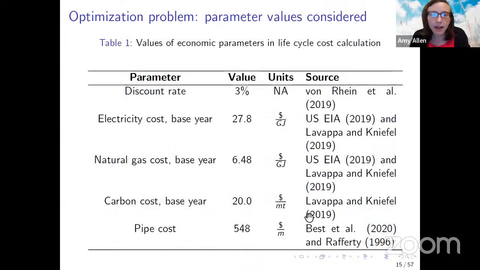And this table, I'll get the taskbar out of the way, shows the value of relevant high-level parameters in the cost function, including the discount rate and utility cost in the base year. The utility cost and the carbon pricing scenario were obtained from scenarios used by the federal government in a life cycle costing handbook that they produce, which is the Lavafa and NEFL reference. And values obtained from the Energy Information Administration were used to set the base cost for a location in Colorado.